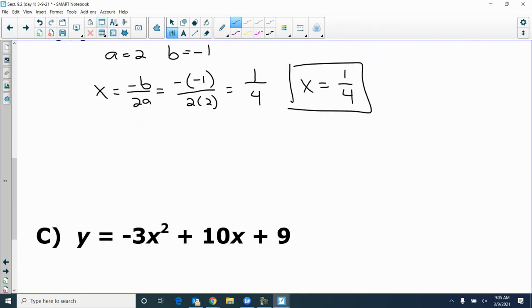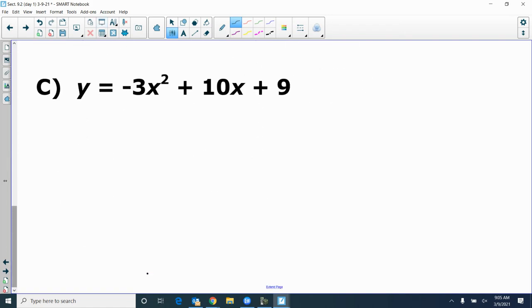For C, all right, if you think you know what to do, see what you come up with. It'll be a fraction. All I'm going to ask you to do is reduce it. If you're not quite sure, just wait a second.